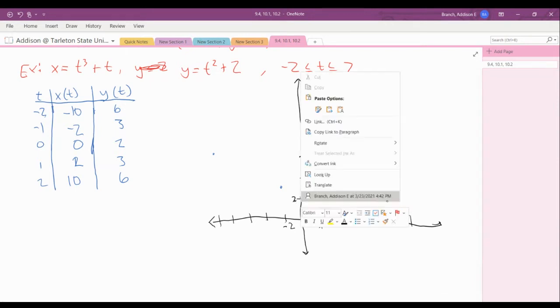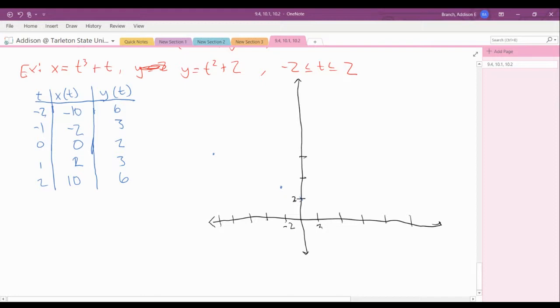No, I'm going to just do x's because this is not going to act right for me. All right, so now we're going to go t is 1, so we're back up to 2, 3. And then we go up to t is 2, so 10, 6. So now what we need to do is go ahead and connect our points in the right order.